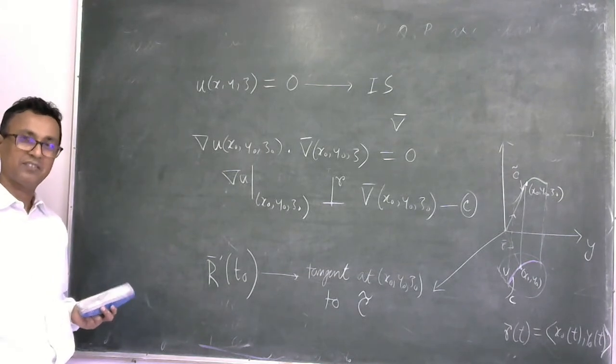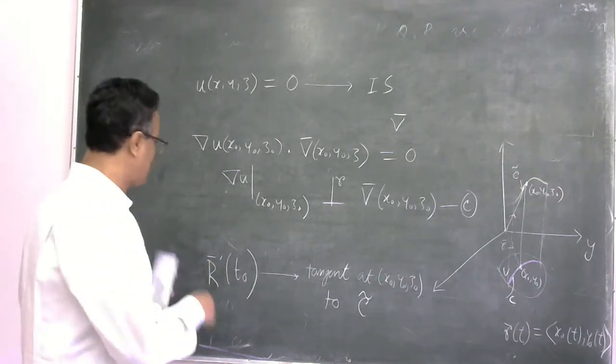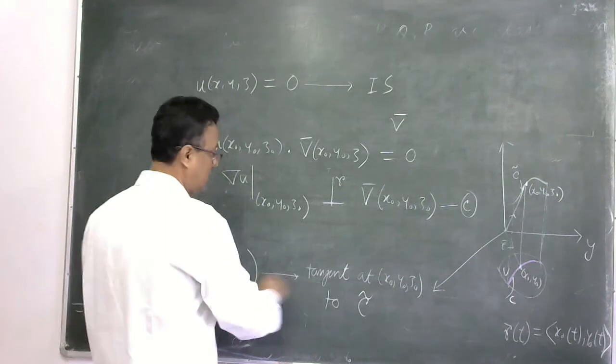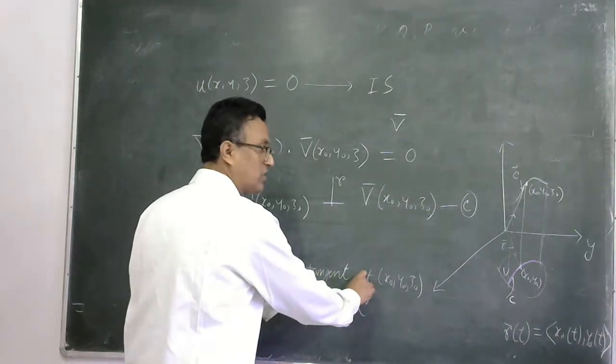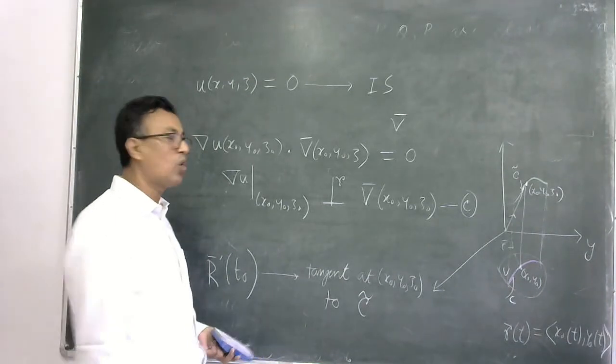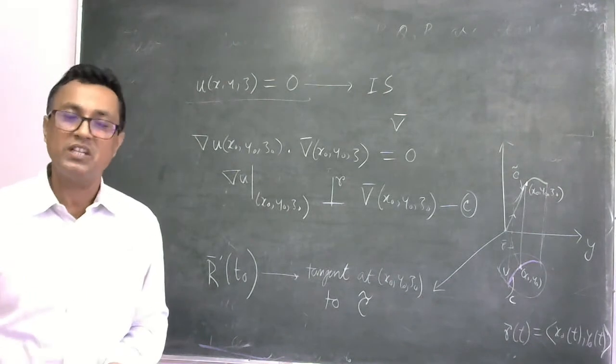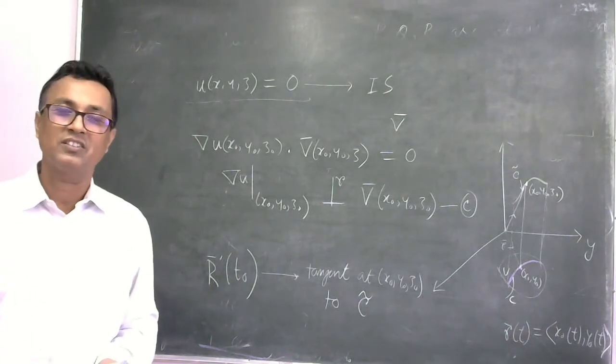Isn't it? Right? And then what is happening? So that means this tangent vector must lie on the tangent plane drawn to the surface at the point x naught, y naught, z naught. Isn't it? Fine?